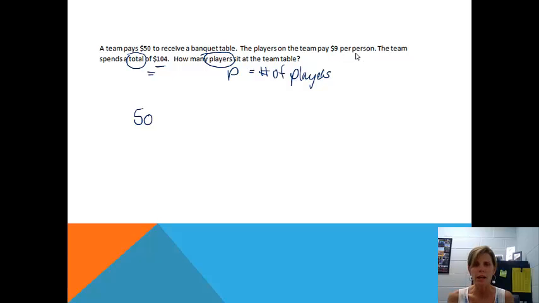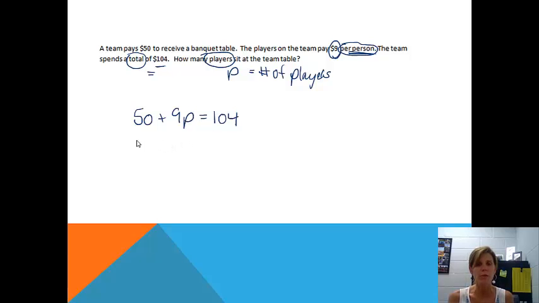Key thing that we can do on this one, when it says we're looking for the number of players, this is per person or per player. As soon as you see the words per something, we know that we're going to have to take this price and multiply it by the number of players. So it's going to be 50 plus, I'm going to have to add on 9 times the number of players, and then I know I'm going to get a total of 104. So that's what my equation will look like.